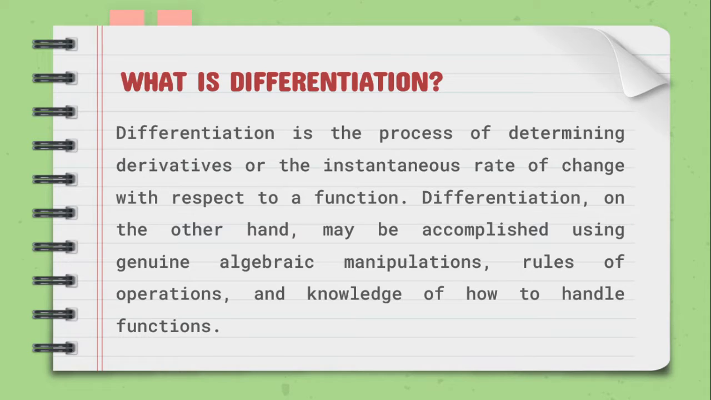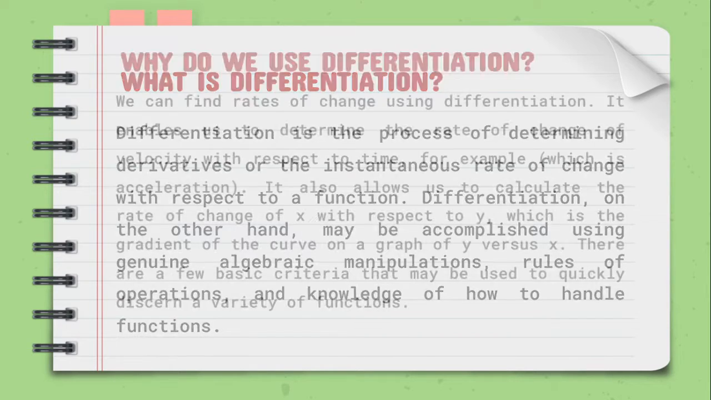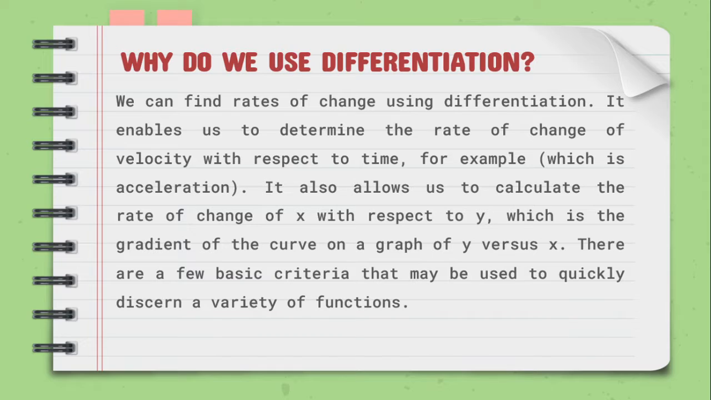What is differentiation? Differentiation is the process of determining derivatives or the instantaneous rate of change with respect to a function. Differentiation, on the other hand, may be accomplished using genuine algebraic manipulations, rules of operations, and knowledge of how to handle functions.